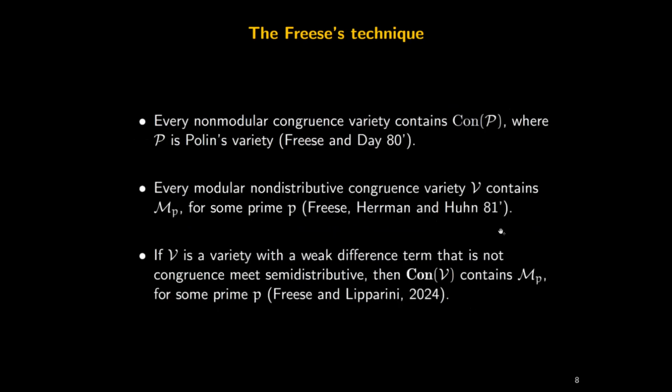For example, these three. Every non-modular congruence variety contains Con P, where P is the polyvariety. Every modular non-distributive congruence variety B contains M_p for some p. And also a recent result: if B is a variety with a weak difference term that is not congruence semi-distributive, then the congruence variety of B contains M_p for some p.